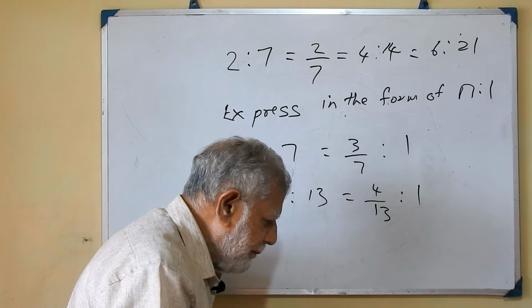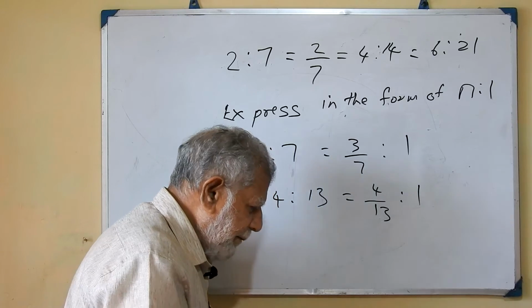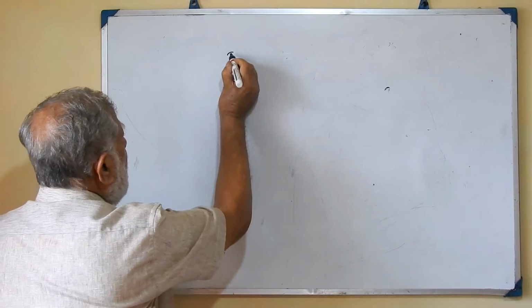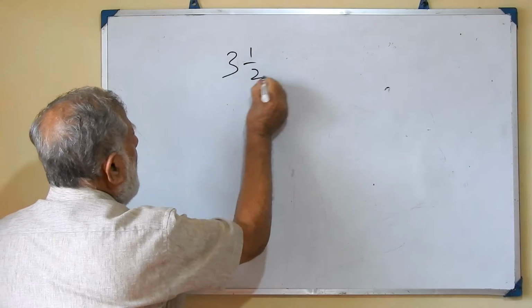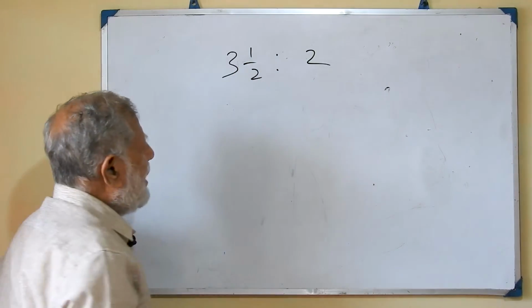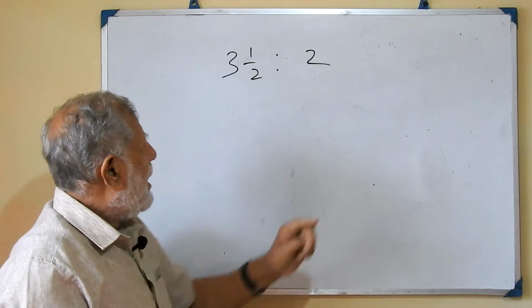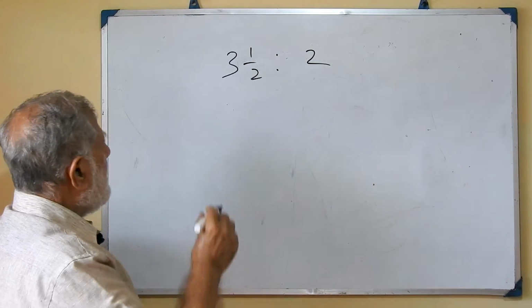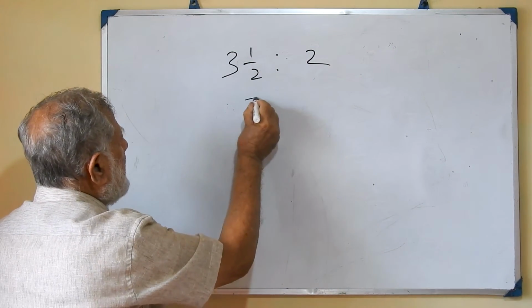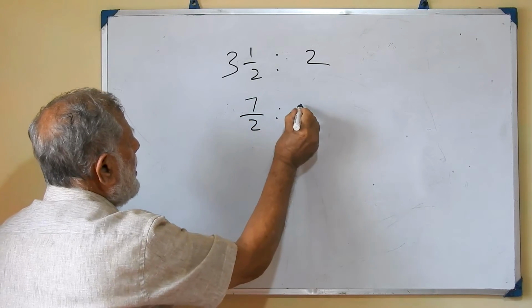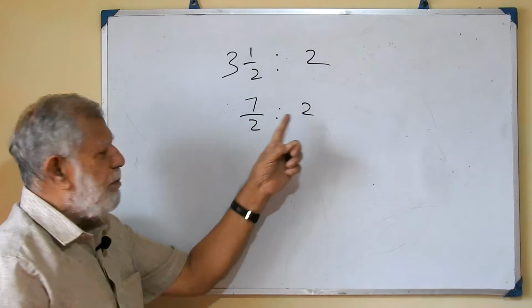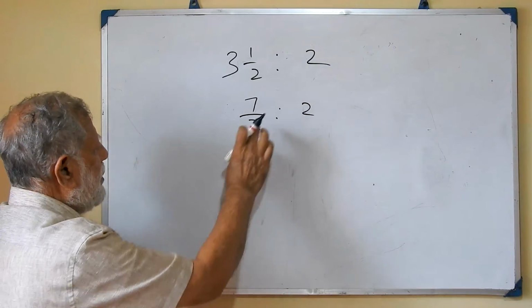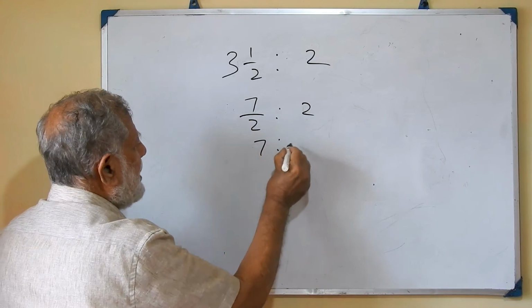Another type of question that you can have is with fractions. 3.5 is to 2. When we have a fraction like this, 3.5 is to 2, we have to make it whole numbers. So what we do is we make it an improper fraction: 7 upon 2 is to 2. Now multiply both parts by 2. When you multiply both by 2, this 2 will get cancelled. So the answer will be 7:4.